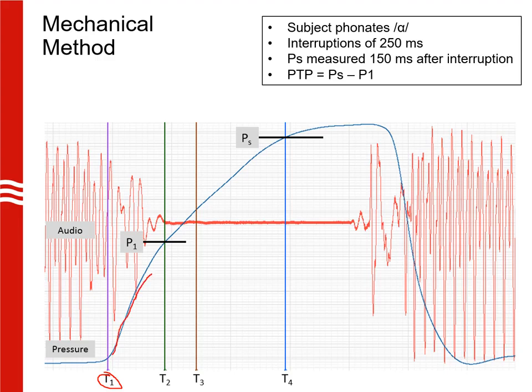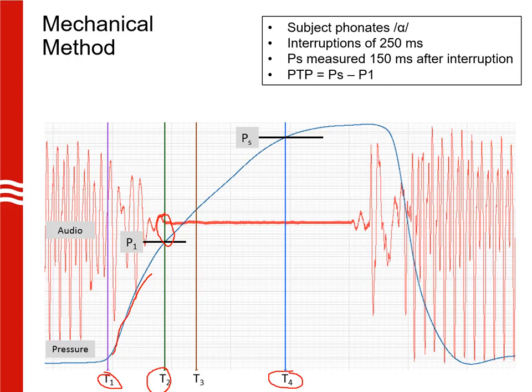We are measuring supraglottal pressure within the tube, and during each interruption, this pressure will equilibrate with the subglottal pressure. At T2, the audio goes down to 0 up here, and the pressure is marked at that time. T4 is where the subglottal pressure is marked.